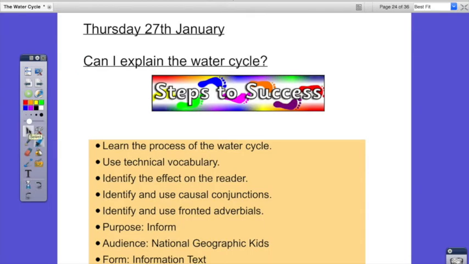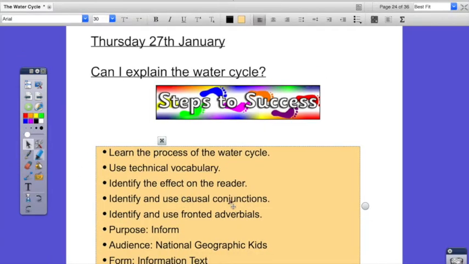Right, today we are going to start writing your explanation text on the water cycle. Remember, it is for kids, so it does need to be in terms that you as children would understand. It's going to inform them about what the water cycle is. We've done a lot of work this week on causal conjunctions, and we've done a lot of work on fronted adverbials, okay? So they are the two grammar focuses that we are going to be looking for in your text.